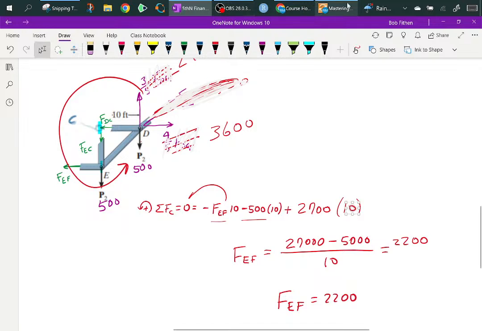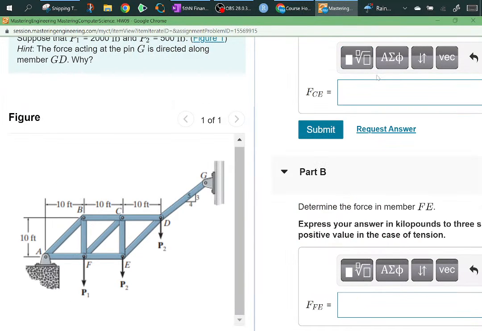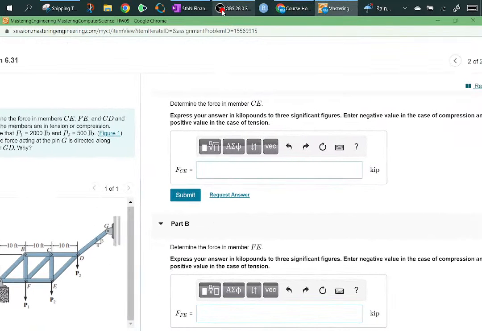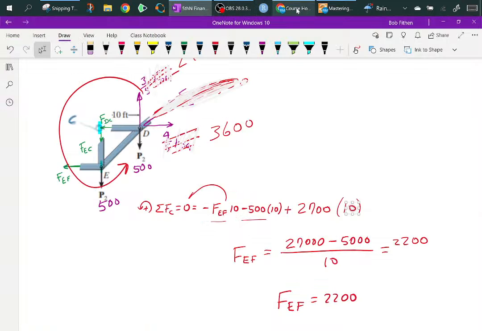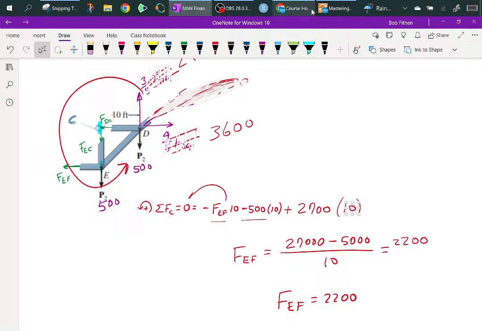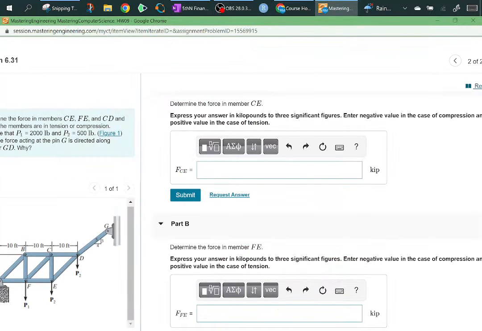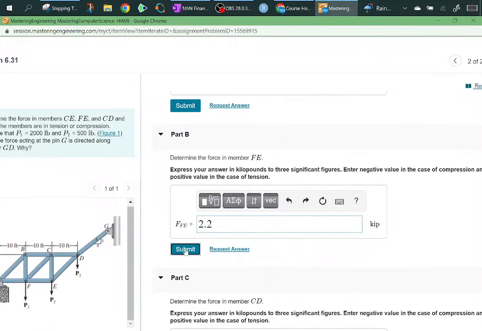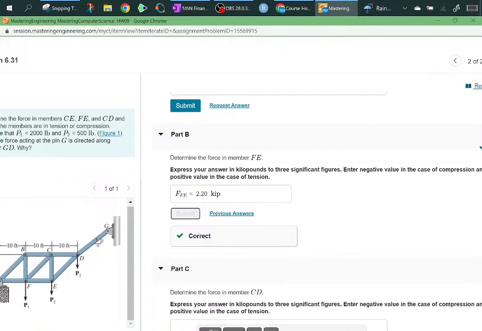Now, wait a minute. That's EF, right? Okay, so now, wait a minute. He wanted it in kips. Yeah, I don't like using kips. How do you do this? Wait a minute, I hit enter. What happened? Oh, you have to hit submit. Okay, all right. So at least we got that.